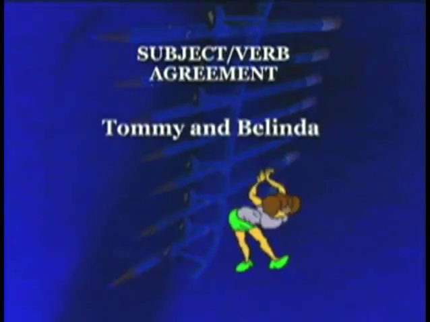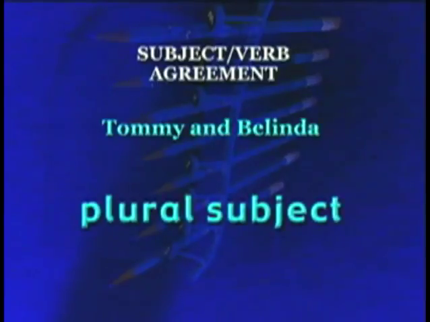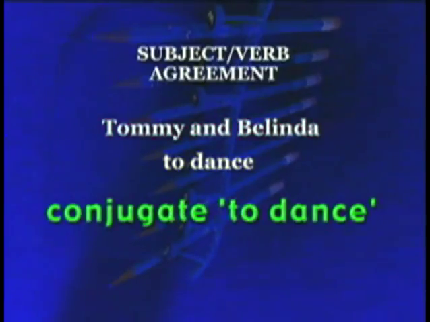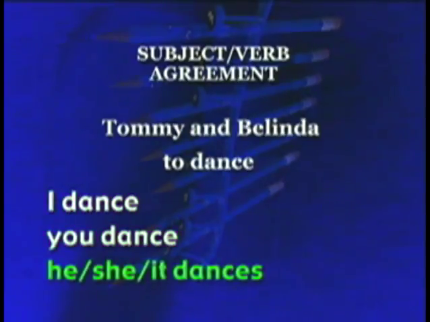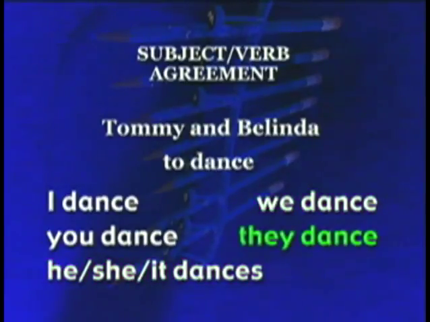Let's take as our subject Tommy and Belinda. Since there's two people, this is a plural subject. And let's take as our verb to dance. We conjugate to dance like this. I dance, you dance, he, she, and it dances. We dance and they dance.